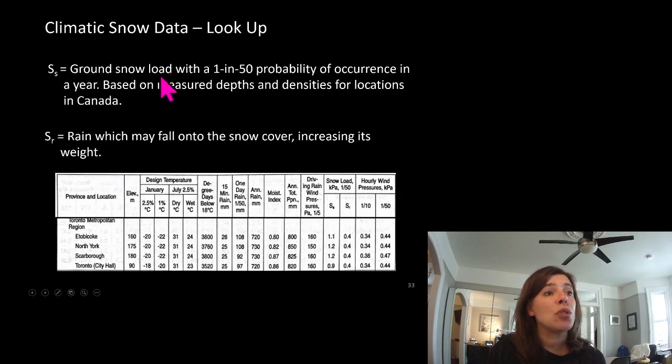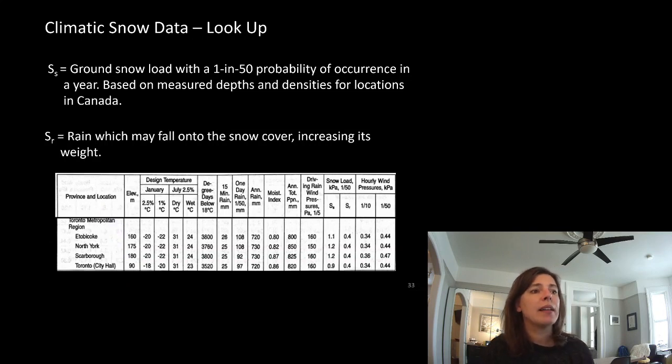Okay, so ground snow load with a 1 in 50 year probability of occurrence in a year, based on measured depths and densities for locations in Canada. I've pulled out Toronto because that's where we are. It's the one I'm pulling up for you to look at.